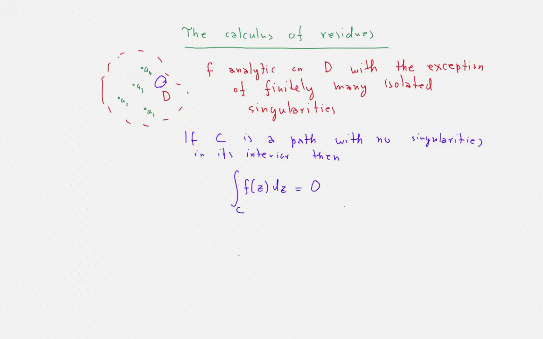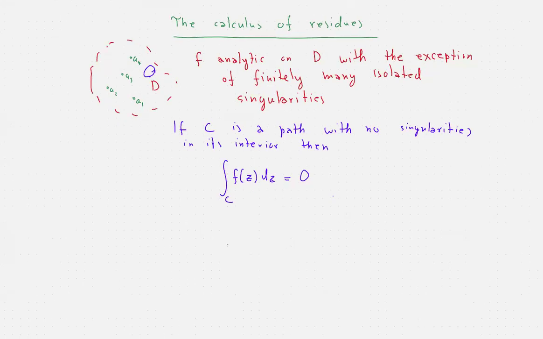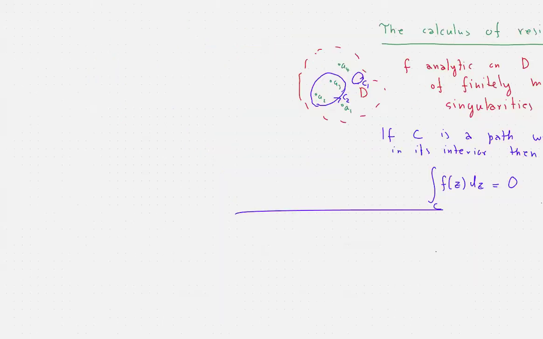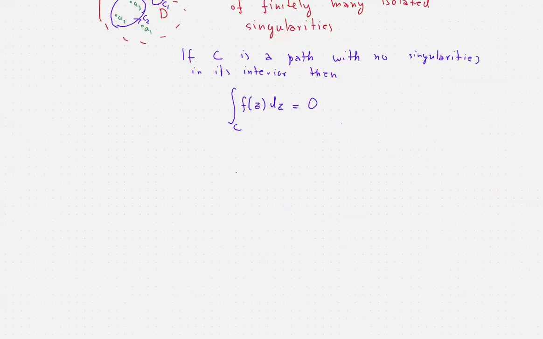What is really, really interesting is what happens in the case that our path encircles some of the singularities. So take a look at this path, for example. Let's call the first path C1, and let's call this path C2. So this was C1, and we ask what happens at C2.